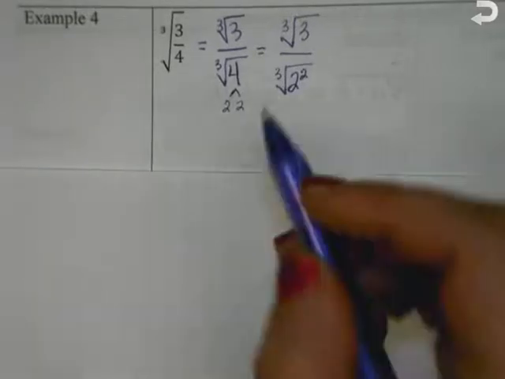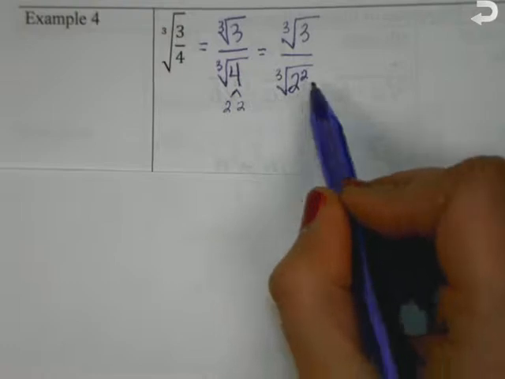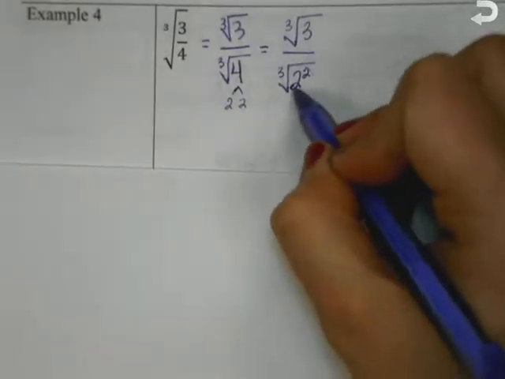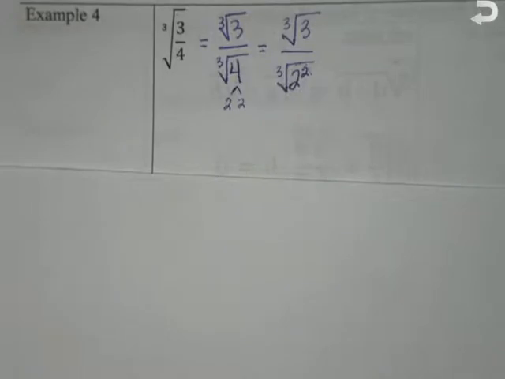So all I did was I rewrote 4 as 2 to the second power. Okay, because I am taking cube roots here, how many 2's do I need inside in order for it to cancel out? 3. So how many am I missing? 1. So multiply the top and bottom by the cube root of 2.